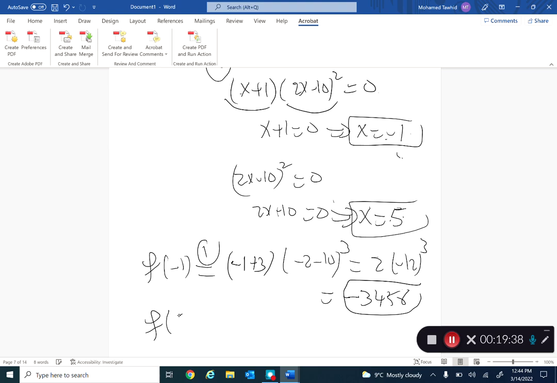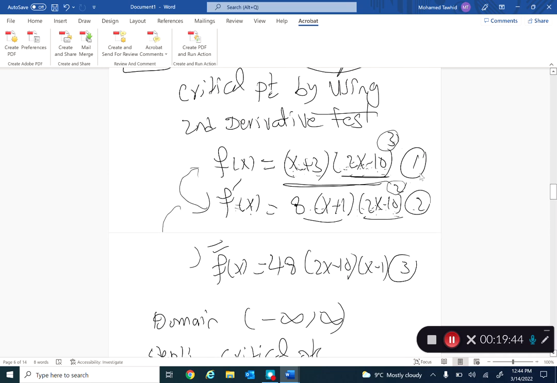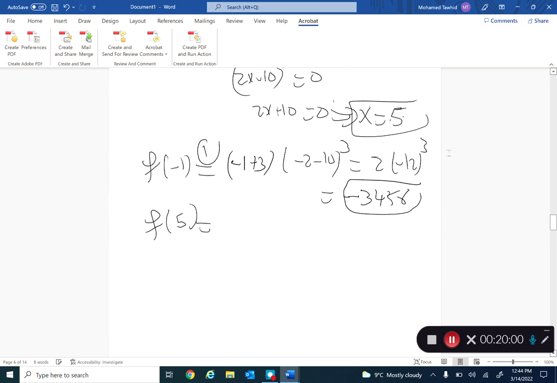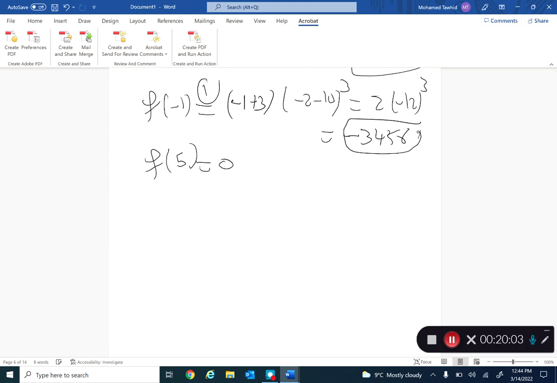So now I have to get f at 5. If I go to equation 1 and replace x by 5, you get this bracket: 2 multiplied by 5 is 10, 10 minus 10 is 0. 0 multiplied by anything is 0. So I get f of 5 equals 0. So these numbers are finite, and I don't have an error when I use technology, which means negative 1 and 5 are critical points, or stationary points, because they are inside the domain.